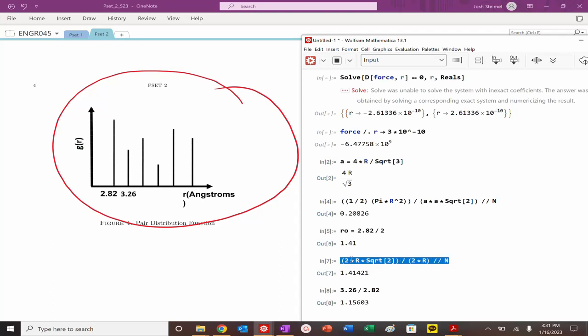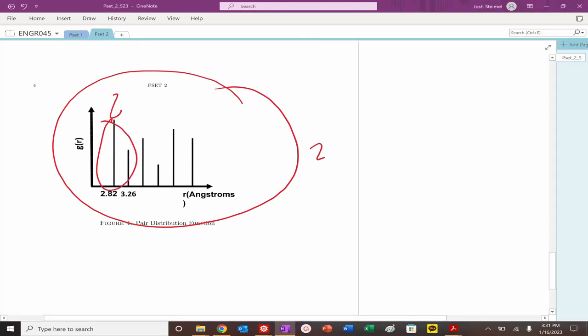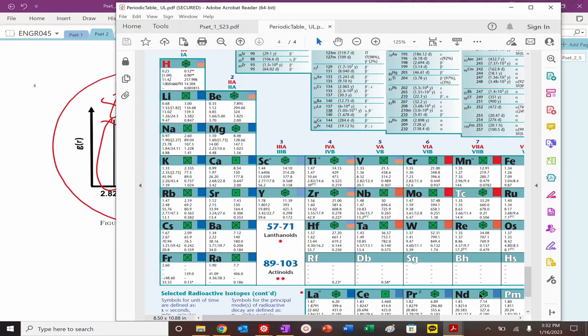So our other ratio is 4 times R divided by square root of 3. Voila! Good. So pretty close. 2.82, 3.26. So this looks like a BCC material. So it's going to have the integral of this peak should be 8. So it should be BCC material with an atomic radii of 1.41.